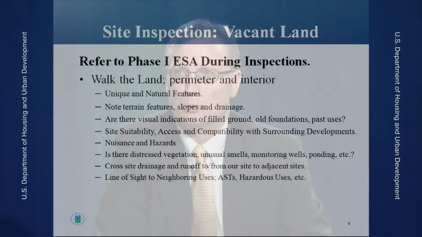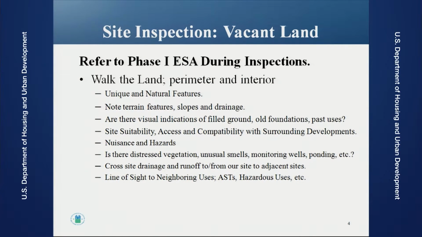As Laura talked about environmental factors, you're going to be looking at unique and natural features of the site. You're going to note the terrain features, the slope and drainage. Drainage isn't merely how our property drains. It may be draining onto an adjacent property, which creates possible litigation, but we also want to be aware of if adjacent sites are draining onto ours and causing slope erosion or high water table, or if we're going to be building there, if we're going to have issues with flooding. Are there visual indications of filled ground, old foundations, or past uses?